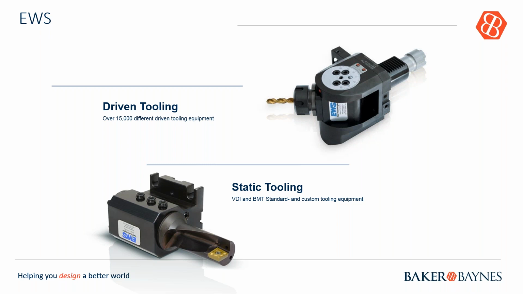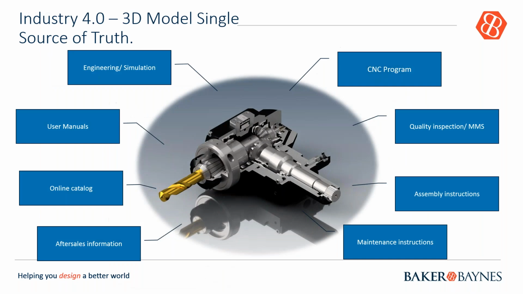Now, what was the challenge for them? If you look at the single source of the truth, they needed this to go through the whole workflow: CNC programming of parts, quality and inspection, assembly instruction, maintenance instruction of the tool, after sales information, online catalog, user manuals, and of course, engineering simulation. That whole workflow needed to be taken into consideration. But this falls back to Industry 4.0 and the single source of the truth.